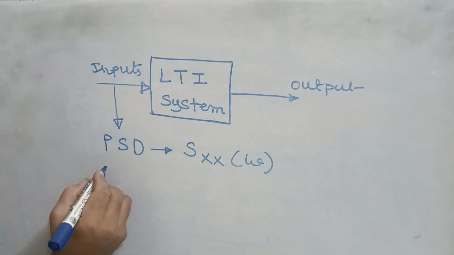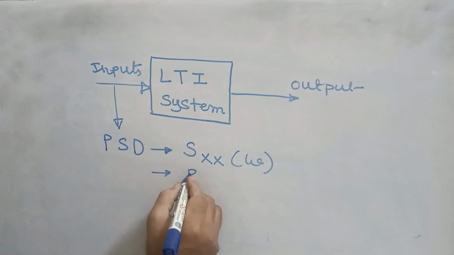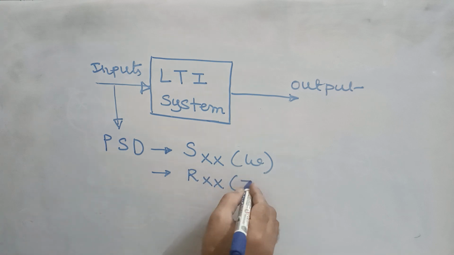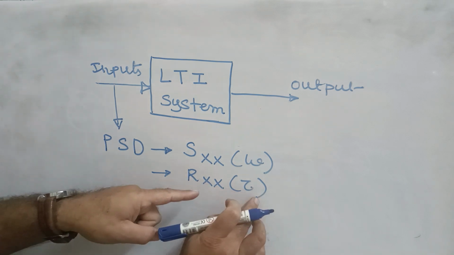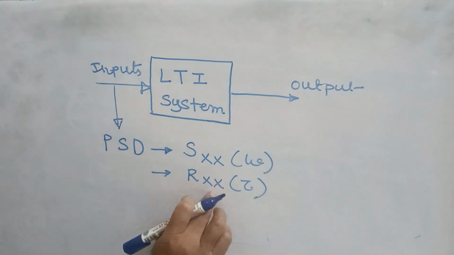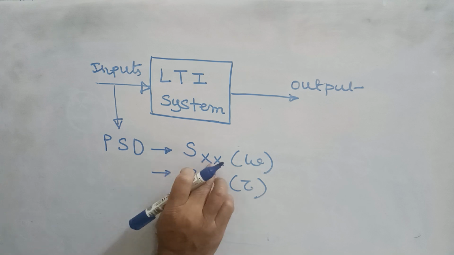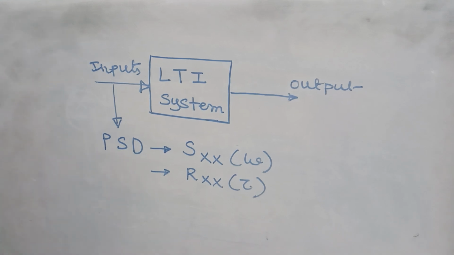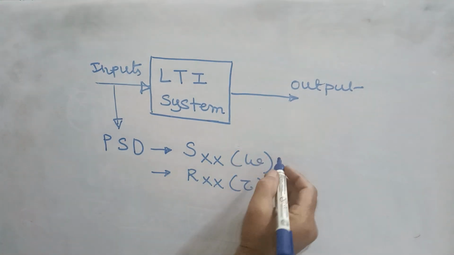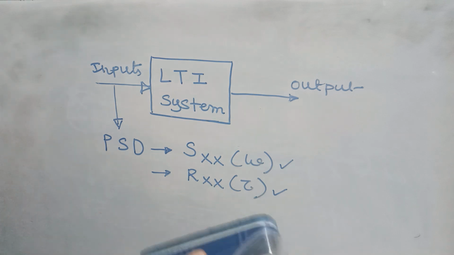Whereas the autocorrelation function depends on the time difference tau. Remember that. The autocorrelation function is denoted by R xx of tau. Understood? The autocorrelation function depends on the variable tau, whereas the power spectral density of the random variable x depends on the frequency omega. Is there any relationship between the power spectral density and the autocorrelation function? Yes, there is a very important relationship between these two.